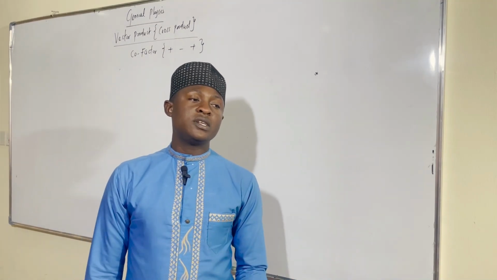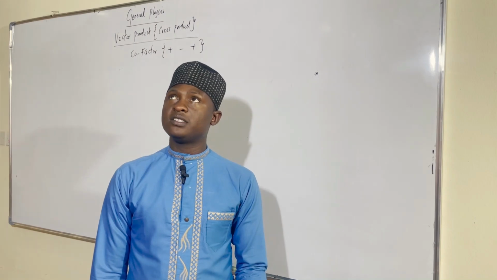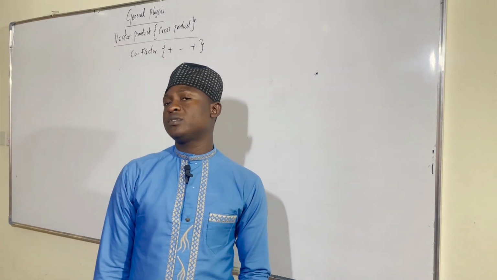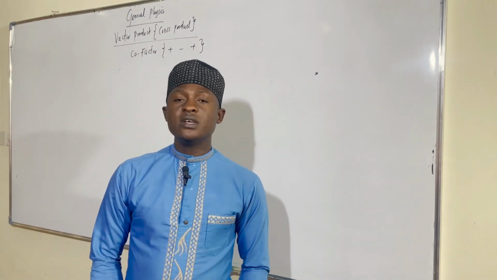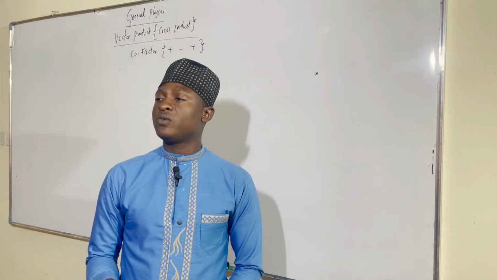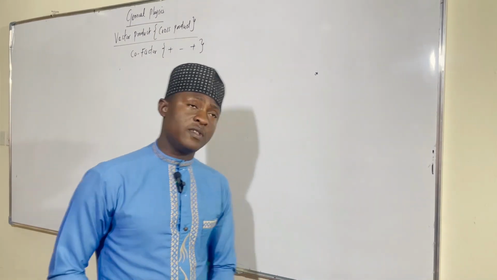Maybe let's say we are dealing with A and B, and we are given 2I plus 3J. That means K is missing. So what do I need to do? I'll just add the zero vector of K, that is 0K. Let's see an example of that.